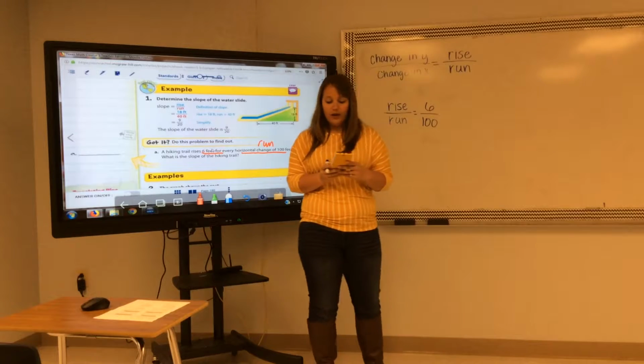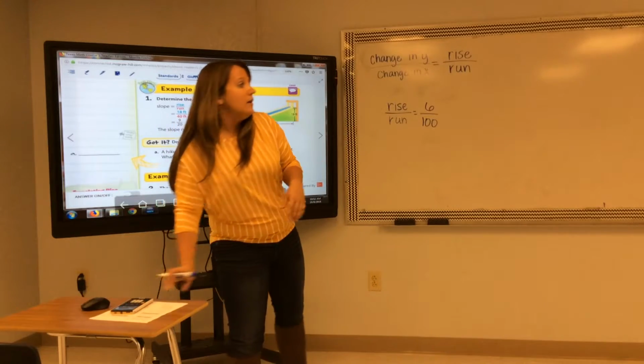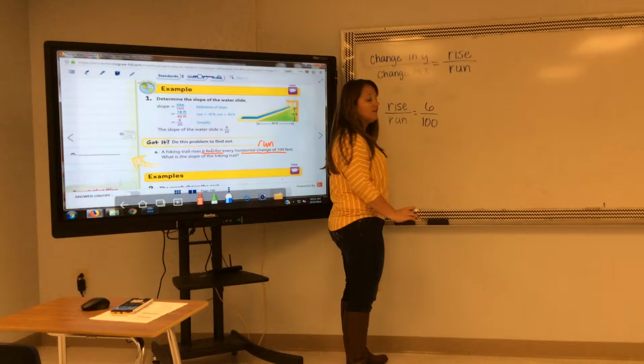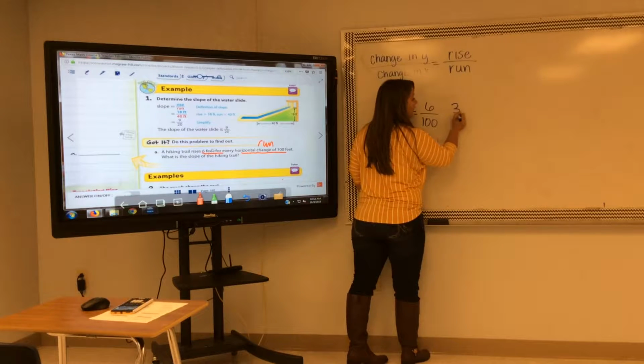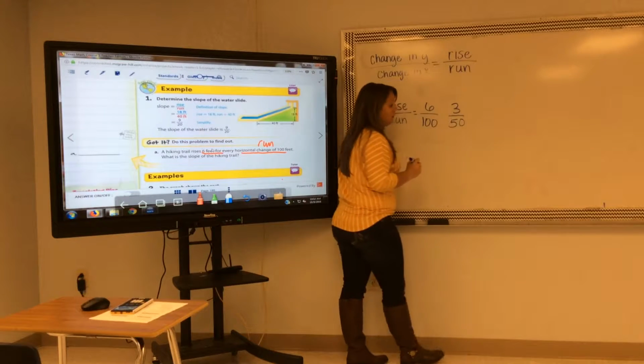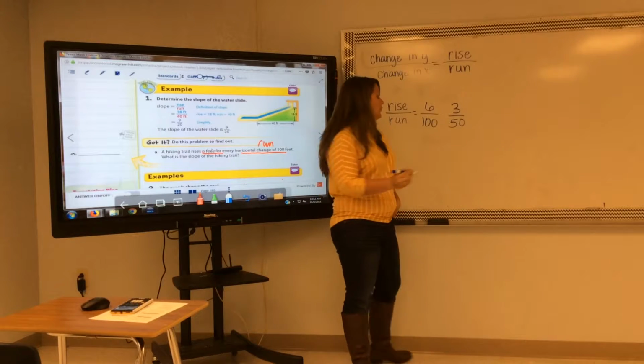6 over 100. This calculator is dead. Well, I know both of those can be divided by 2. So that's 3 over 50. Okay, simplest form.